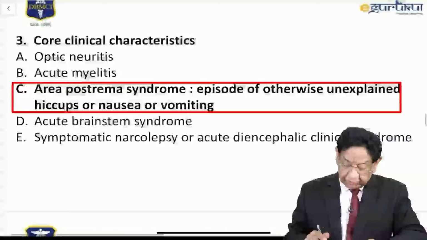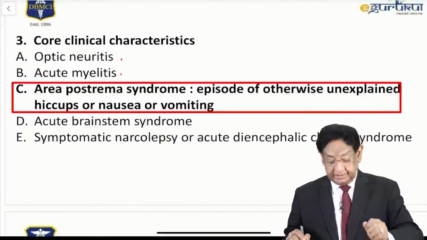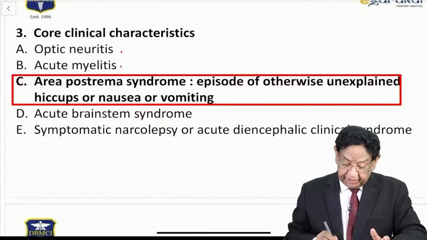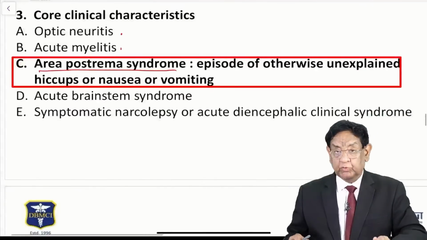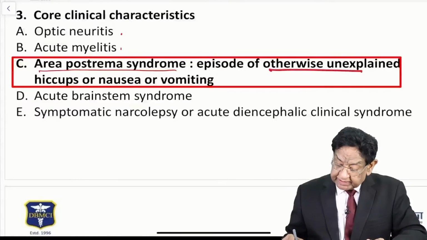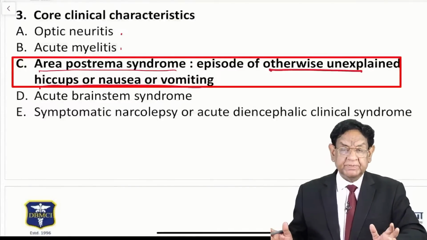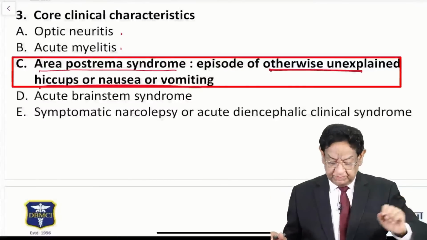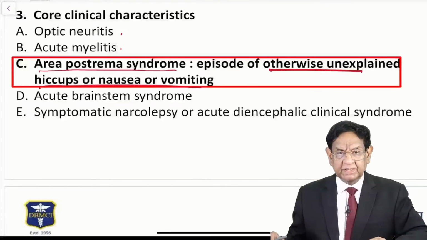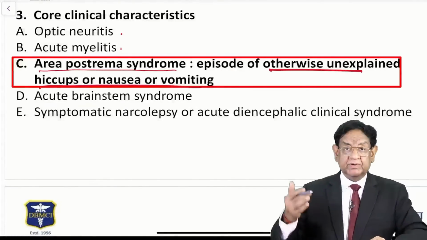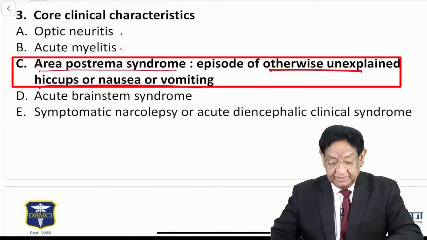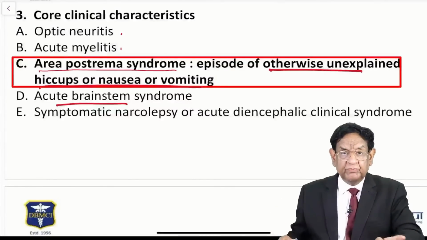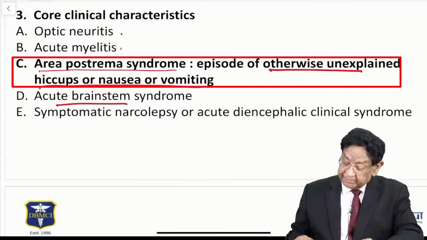The core clinical features, as I told you, are optic neuritis and acute myelitis. But what else? The patient can also have area postrema syndrome. What is this? Episodes of otherwise unexplained hiccups, nausea, and vomiting. Hiccup is the main problem, and it is unexplained; you do all the investigations and get nothing. At some time, the patient can have acute brainstem syndrome, with features of the brainstem, which I mentioned in the previous slides. And there can be narcolepsy.